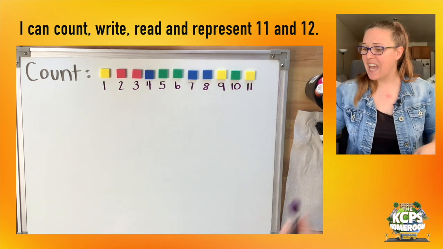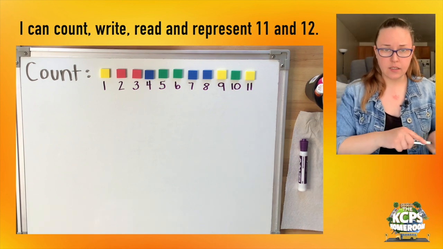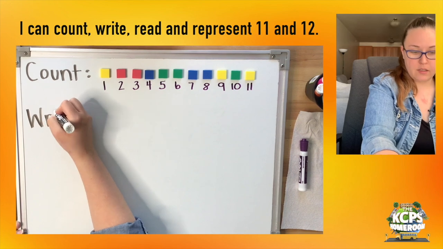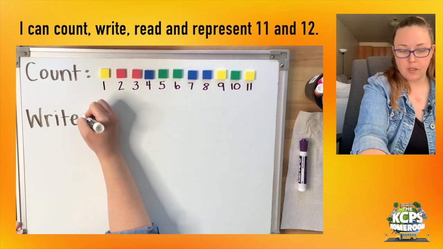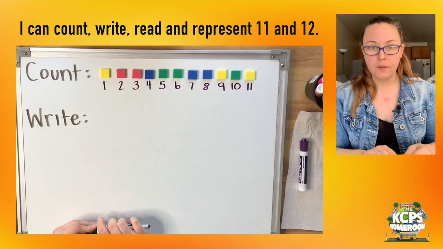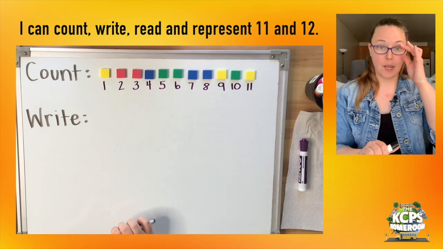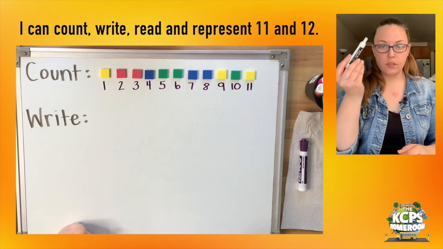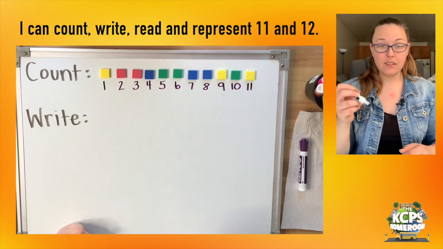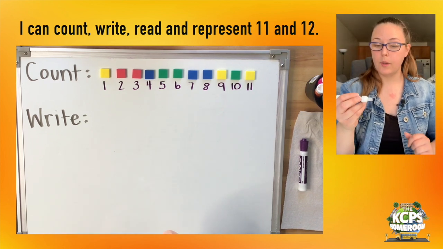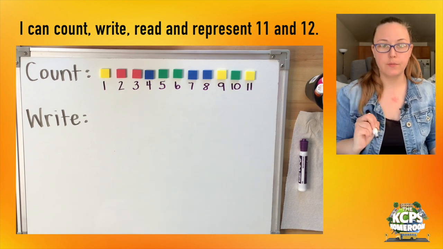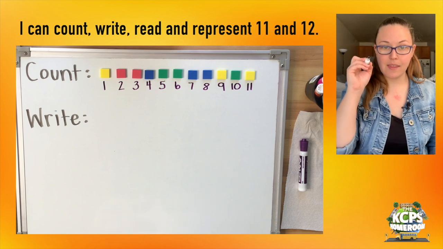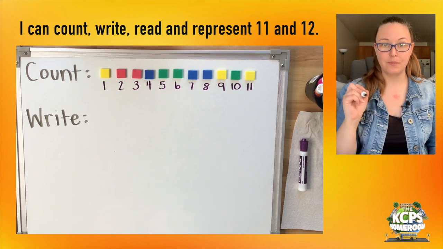But now I need to practice writing the number 11. So we're going to practice writing 11 in two ways. We are going to write the numeral and we are going to write the number word. Are you ready? So take your pencil, I have my marker. Take your pencil, take your crayon, take your colored pencil, whatever you have, and put it in your hand and get ready to write. We start in the sky with 11 and we go down to the ground, okay?